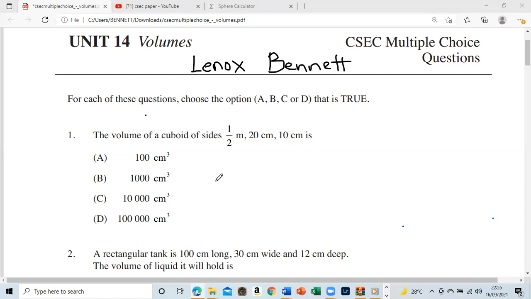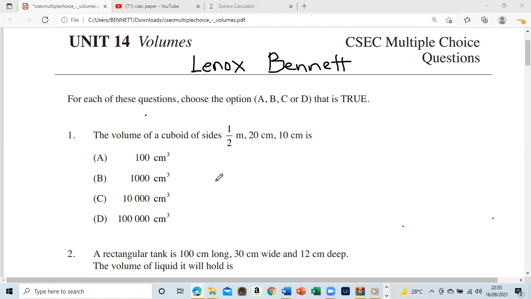All right, so it says for each of these questions, choose the option A, B, C, or D that is true. The first one says the volume of a cuboid with sides half meter, 20 centimeter, and 10 centimeter is. What do you guys think about this one? Is it A, B, C, or D? Let me give you time to do it. All right, time is up.